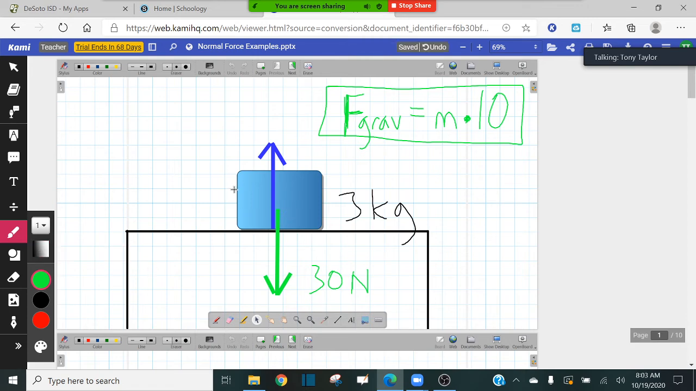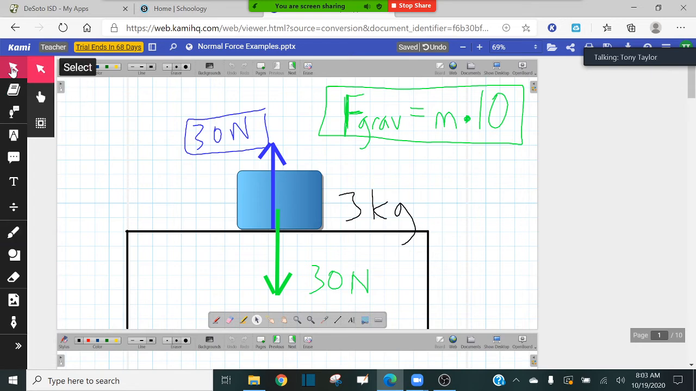Now, since the block is at rest, these two forces must be balanced. So if gravity is 30 newtons, that immediately tells us that the magnitude of the normal force is also 30 newtons. Everybody got that? Okay, so that's an easy one. Again, let's do a few more. We're going to start off working easy ones, and then we're going to gradually get to ones that are a little bit more complicated.